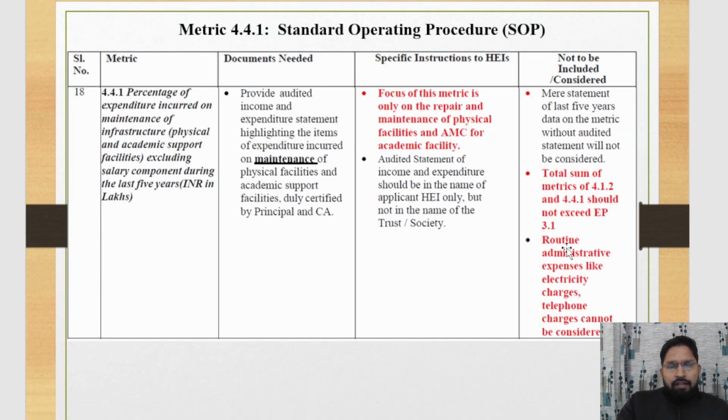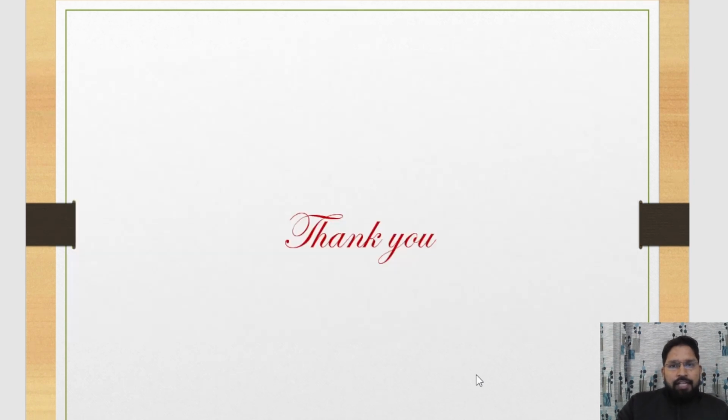This is the last point: routine administrative expenses like electricity charges and telephone charges cannot be considered. Means these charges we cannot include in this matrix. The electricity bill and telephone bill we cannot consider here in this 4.4.1 matrix. This is the last matrix.